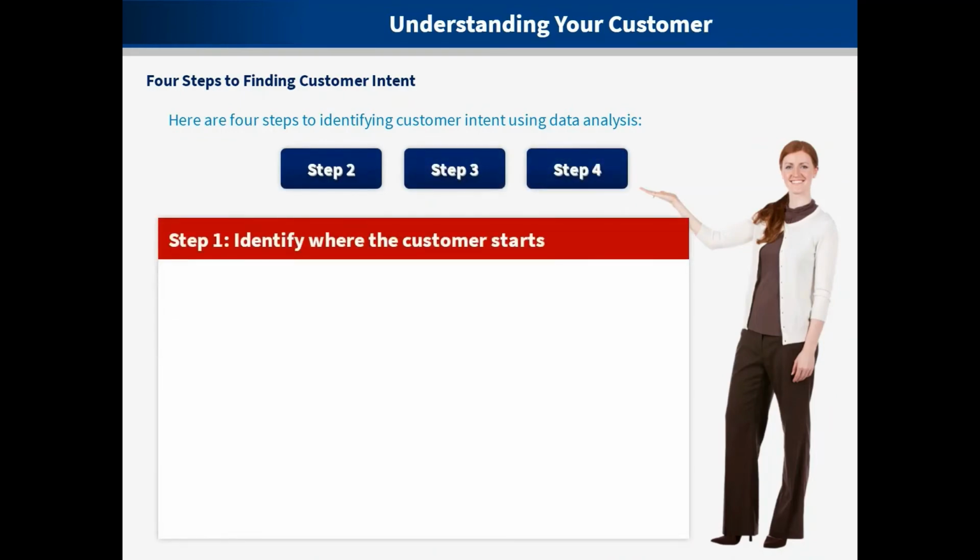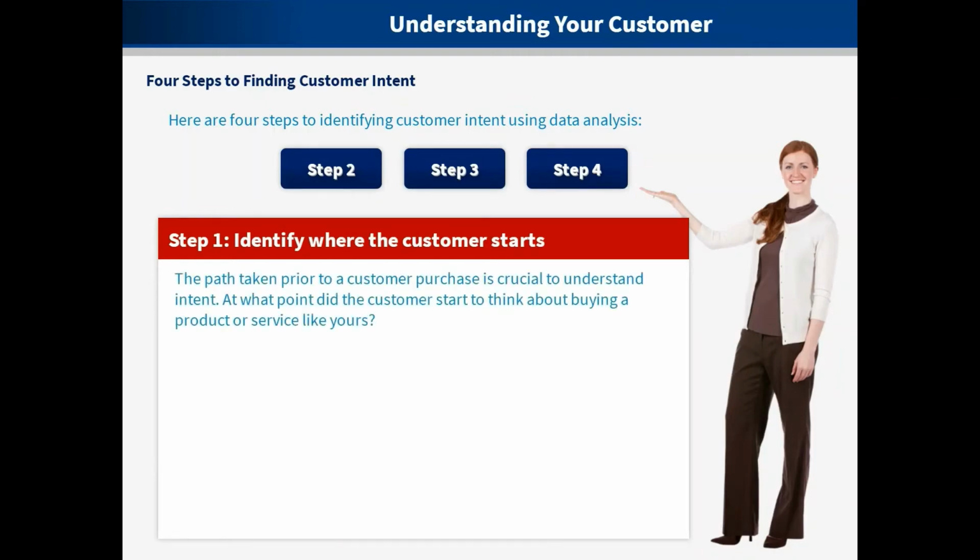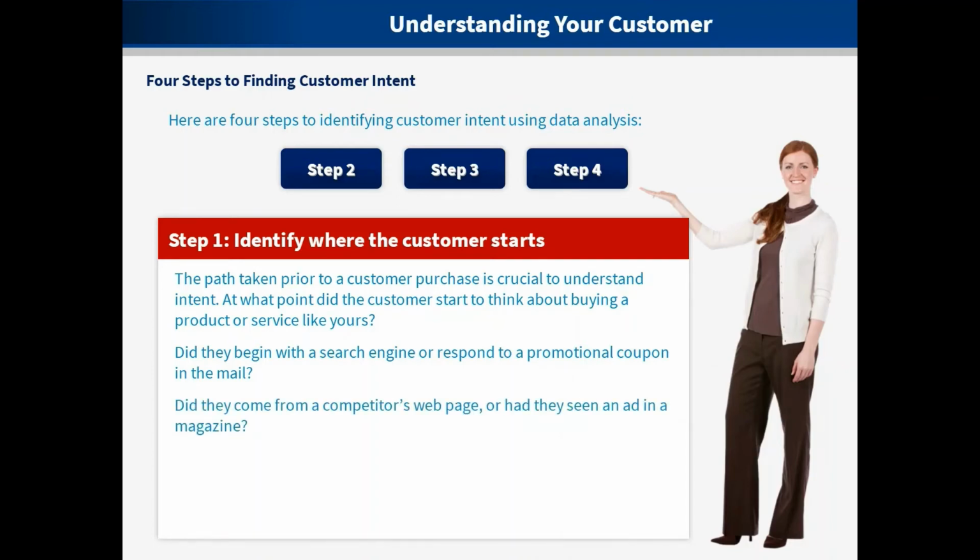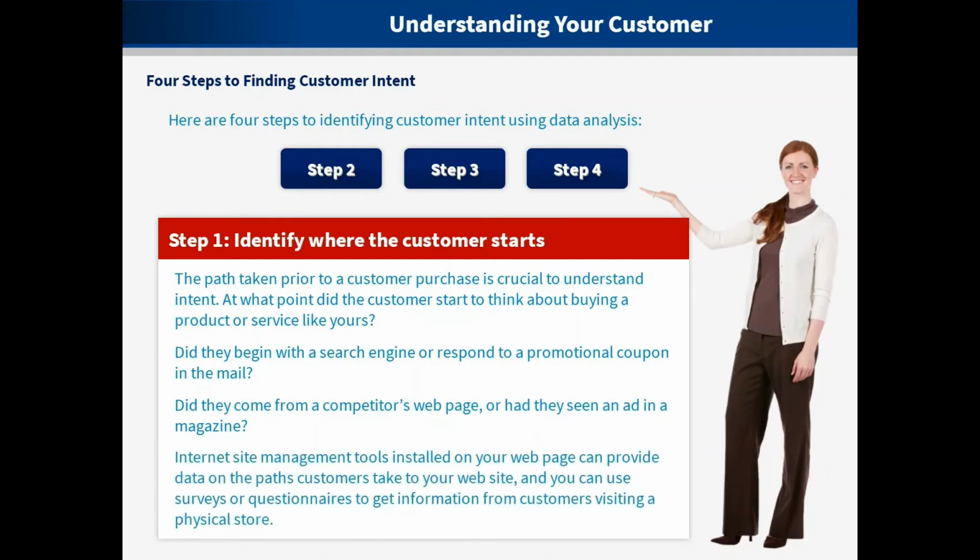Step 1. Identify where the customer starts. The path taken prior to a customer purchase is crucial to understand intent. At what point did the customer start to think about buying a product or service like yours? Did they begin with a search engine or respond to a promotional coupon in the mail? Did they come from a competitor's web page, or had they seen an ad in a magazine? Internet site management tools installed on your web page can provide data on the paths customers take to your website, and you can use surveys or questionnaires to get information from customers visiting a physical store.